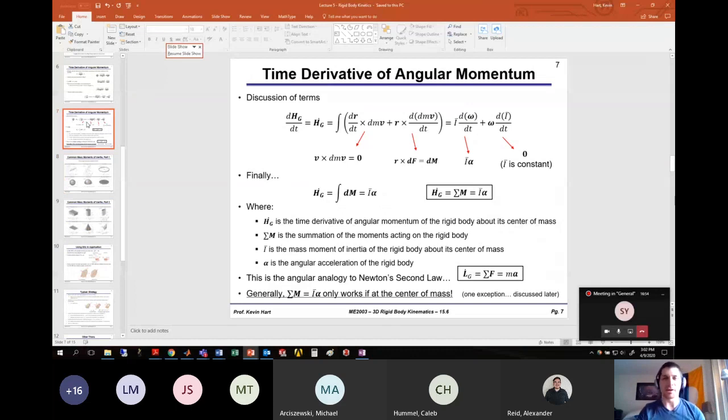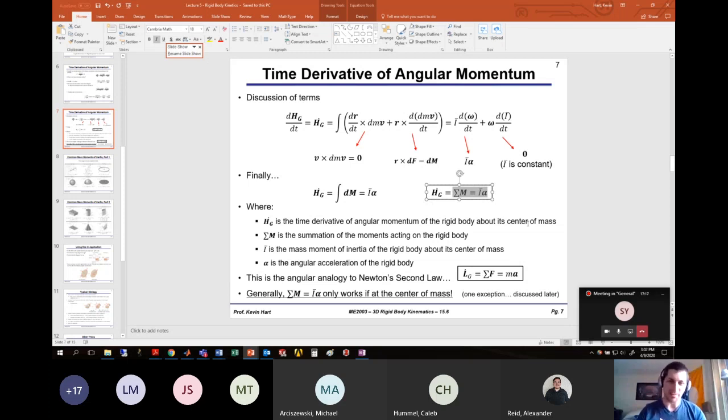So the last couple of days, we've been going through a lengthy derivation to talk about this analogy between F equals ma and the angular analogy that we have for rigid bodies, which is the sum of the moments is Ig alpha. So here we have a long way to get to the equation, which is the sum of the moments is Ig alpha.